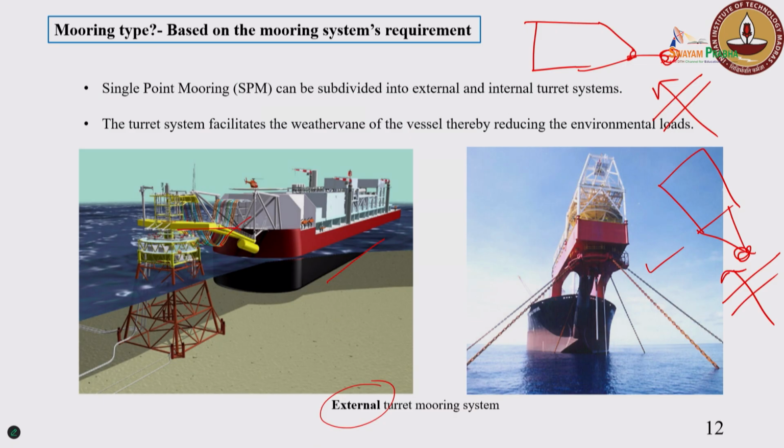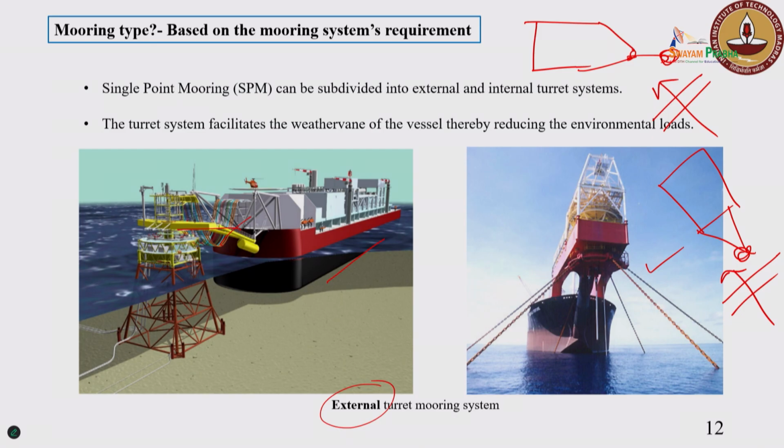The weather vaning fundamental idea is to reduce the impact of the environmental load on your floater, whereas in case of your spread moor, whether you like it or not, the environmental loads will continue to persist on the structure, right. So now this turret system can be outside or within the vessel itself, correct.